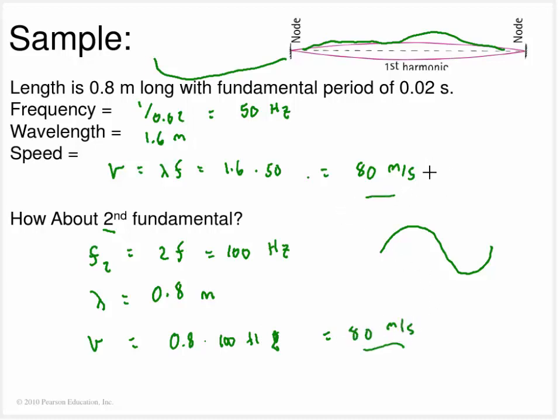All of this makes sense because we're not changing the tension, we're not changing the mass. So as the wavelength changes, the frequency is also going to correspondingly change, because the wave speed is going to be a property of that string.